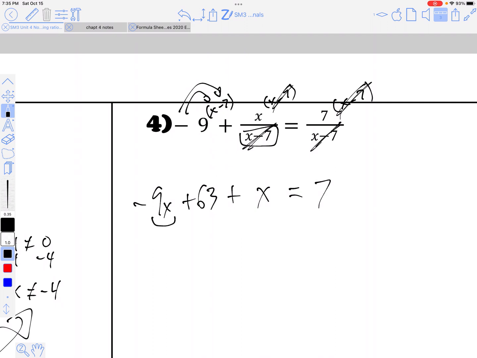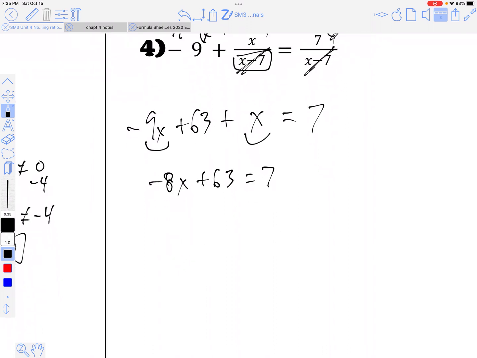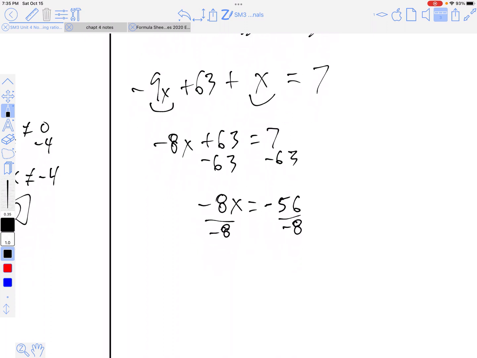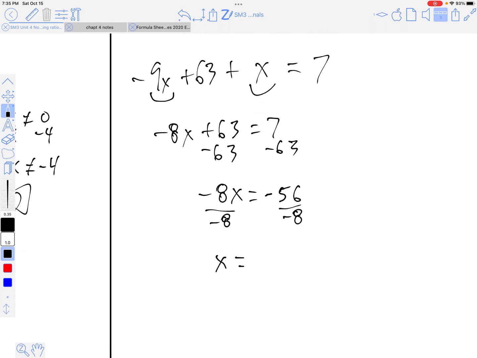Okay, so now combine like terms. Negative 9x plus x is negative 8x plus 63 equals 7. I'm going to minus 63 from both sides. Negative 8x equals 7 minus 63. That's going to give me negative 56, right? Yep. Okay, then I'll divide by negative 8. And x equals, does 8 go into 56? Yeah, it does. It's 7 times 8, yes.